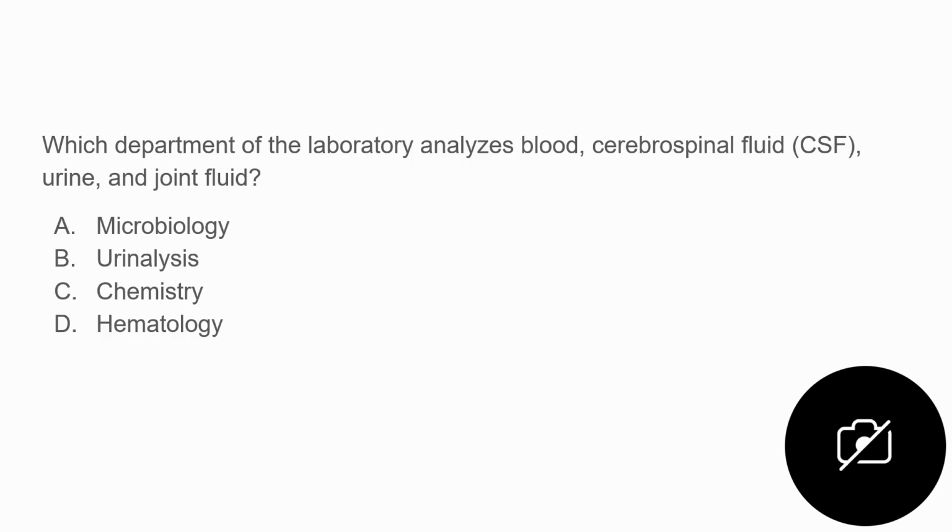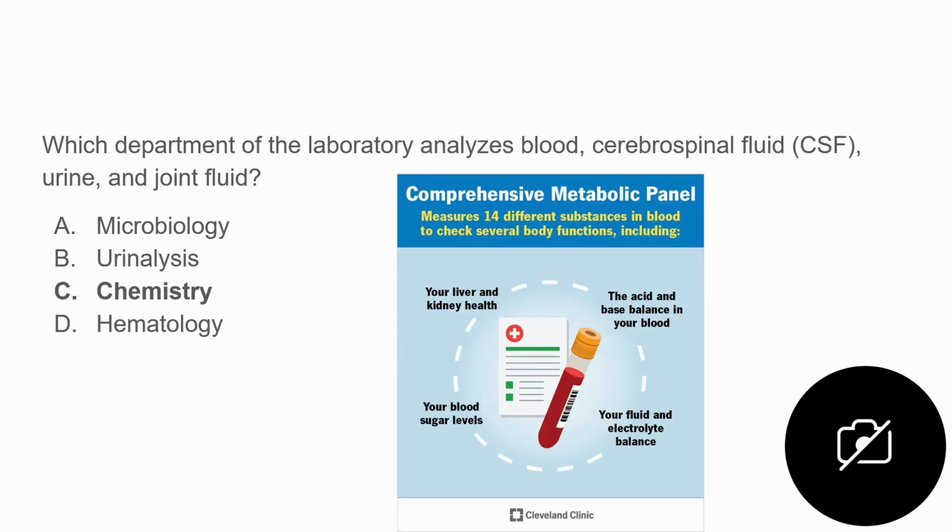Which department of the laboratory analyzes blood, cerebrospinal fluid, urine, and joint fluid? That would be the chemistry department. Now, I said you might confuse the chemistry with hematology. We didn't say examining the components of blood, the red blood cells, the white blood cells, the platelets, and so on. We said the blood itself, the blood as a sample to be examined.